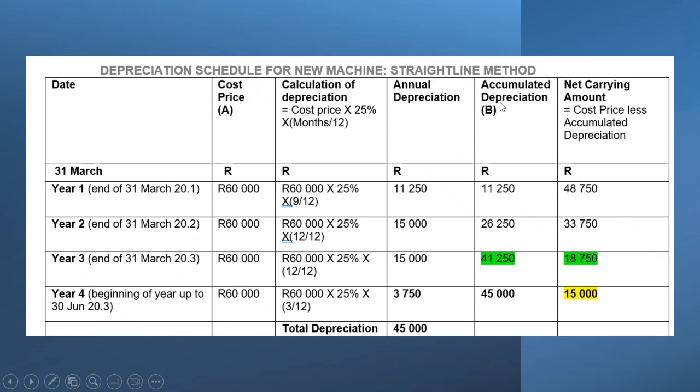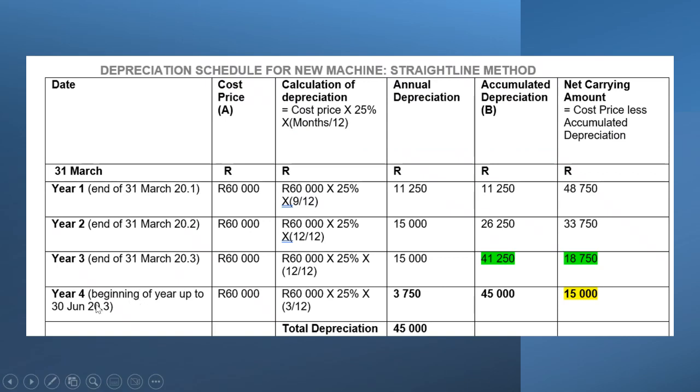Then how do you calculate your accumulated depreciation? Already you had an opening accumulated depreciation of how much? Of 26,250. You add the 15,000, then you get how much? 41,250. Then how do you calculate your net carrying amount at the end of year 3? You say 60,000 rand minus your accumulated depreciation, which is 41,250. Then you get a net carrying amount of 18,750.